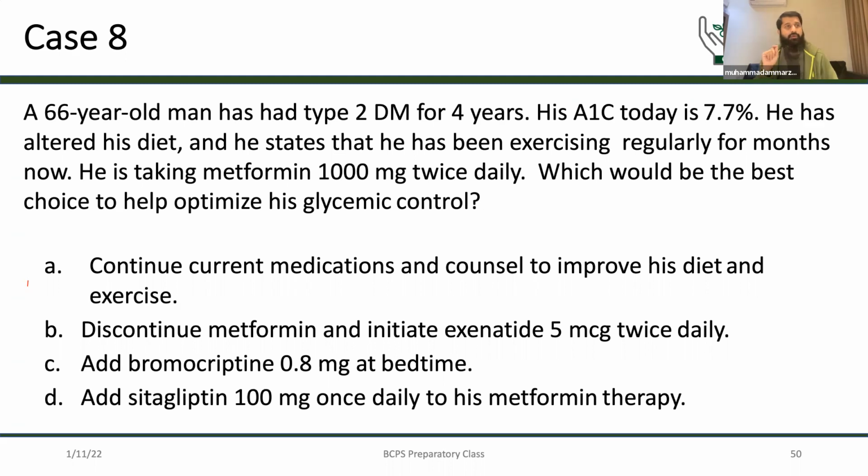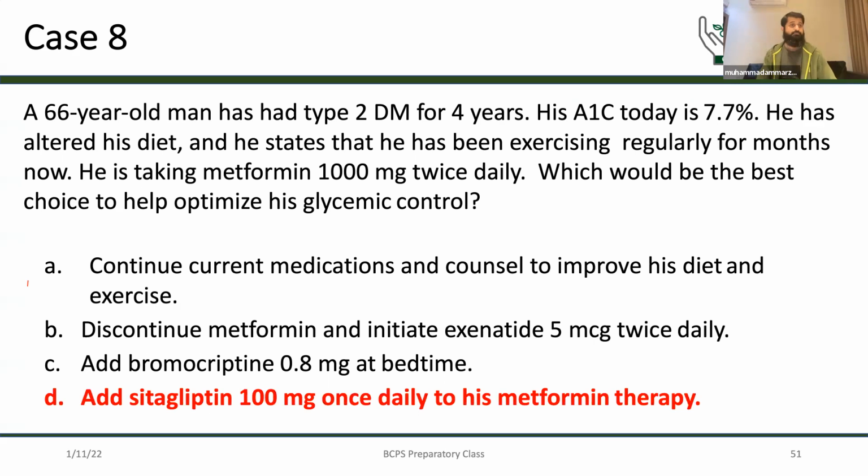This is a very important concept in the treatment of diabetes. We already discussed that we should add an agent over metformin after giving the maximum dose of metformin. So 1000 mg twice daily is the maximum, so you should add another agent. So if you are thinking that option D, addition of sitagliptin over metformin, is the correct answer, then you are right.